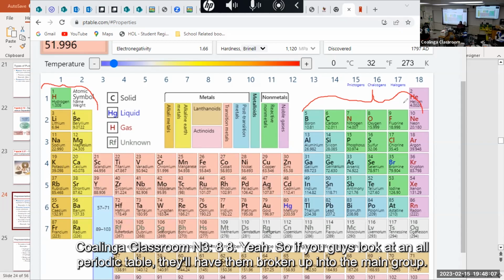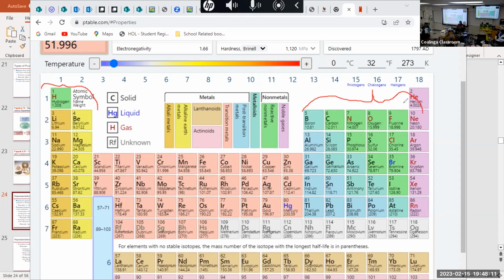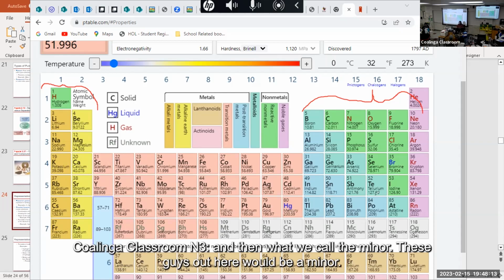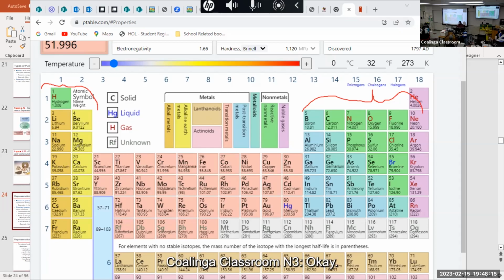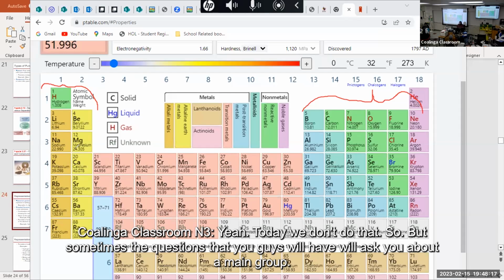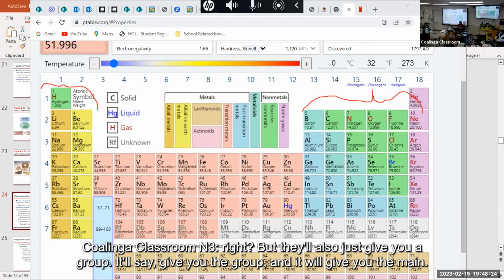If you look at an old periodic table, they'll have them broken up into the main group and then what we call the minor group. These guys down here would be the minor group, okay? Now, today we don't do that. But sometimes the questions that you will have will ask you about a main group. They'll also just give you a group. It'll give you the group and it will give you the main group.